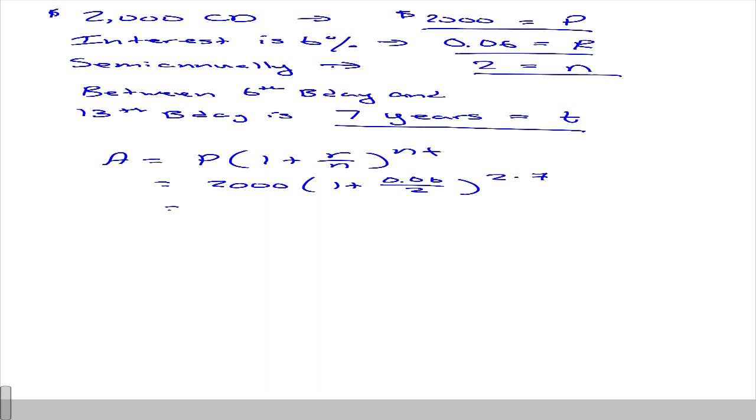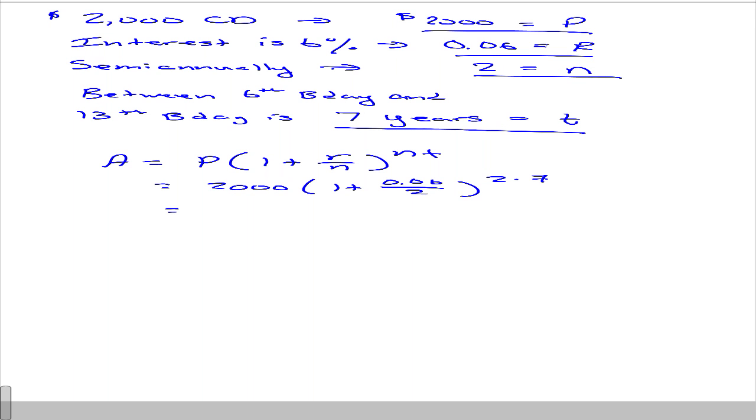Okay. So same process. I'm going to work the fraction on the inside. And of course, 2 times 7 will give us 14 for the exponent. Okay, so we get to kind of save that step there. Then I add the 2 numbers on the inside of the parentheses. And then I take 1.03 and raise it to the 14th power.